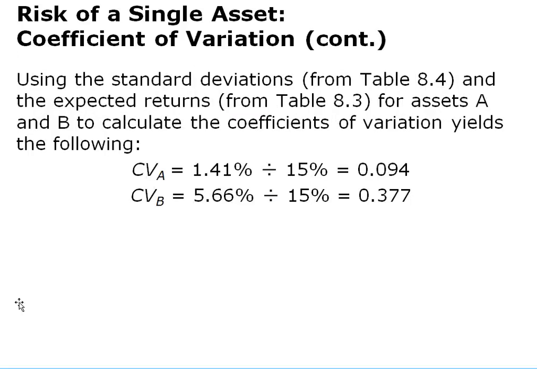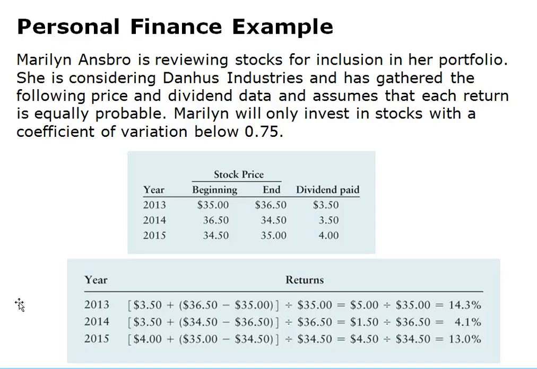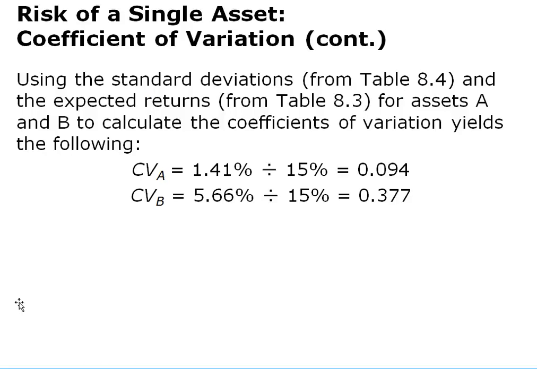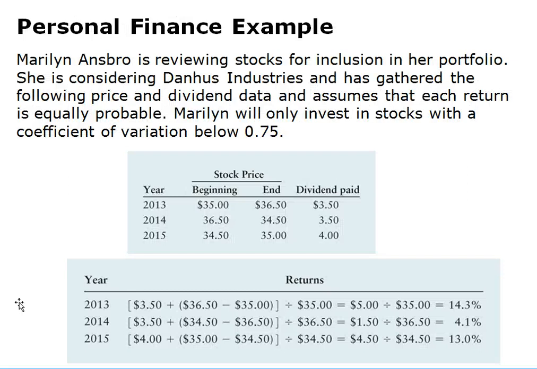If we look at stock A and stock B, they have the same average return. So of course the coefficient of variation is going to give the same information as the standard deviation because the expected returns are identical. If these expected returns were not identical, then they would have a different set, and the coefficient of variation would be more accurate. But it's still accurate, it's just giving us the same information as the standard deviation because there's no difference in returns. Let's do an example from personal finance.